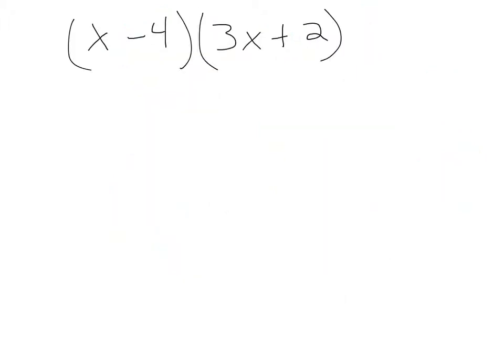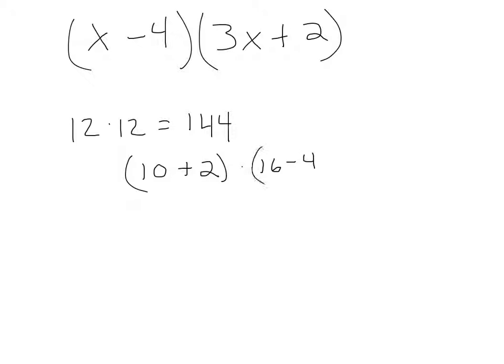Now, before we do this complicated multiplication problem, what I want to do is reintroduce you to the idea of 12 times 12, if you've forgotten, is 144. But we can manipulate 12 into 10 plus 2, and if you multiply 10 plus 2 times, how about even 16 minus 4, you will get the same result, because you have 12 multiplying 12.